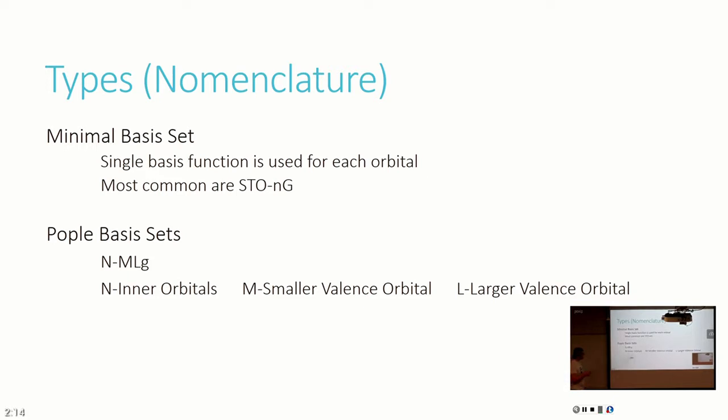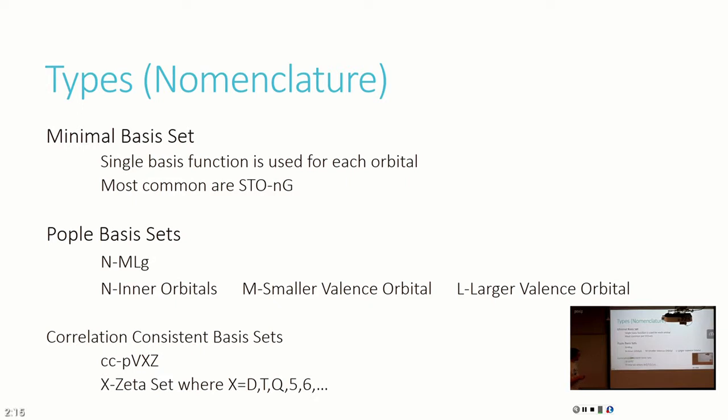Each of these N, M, L are different numbers, indicating different minimal basis sets that are applied individually to the inner orbitals, small valence, and large valence orbitals. For example, in 6-31G, the inner orbitals would use 6 Gaussian functions for their Slater-type orbital. The smaller valence orbitals would use 3, and the larger valence orbitals would use 1.